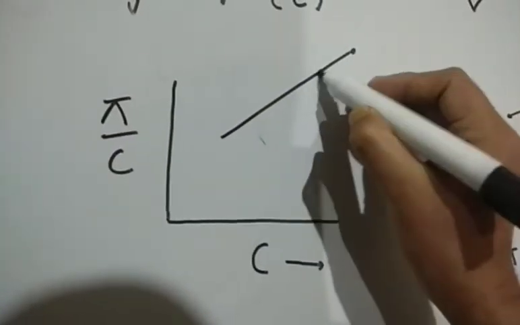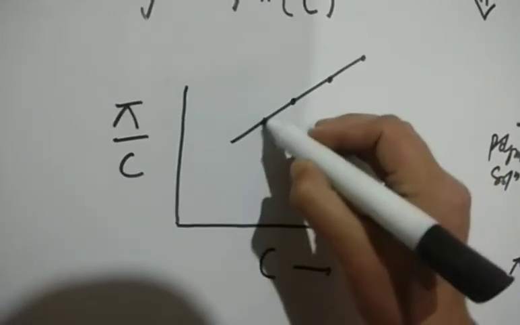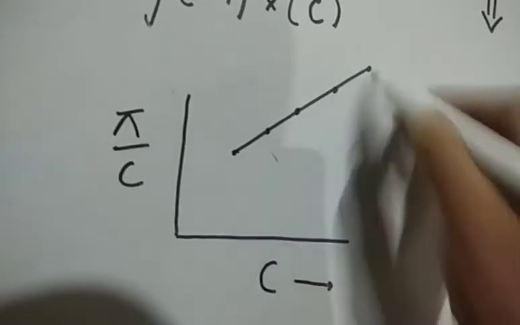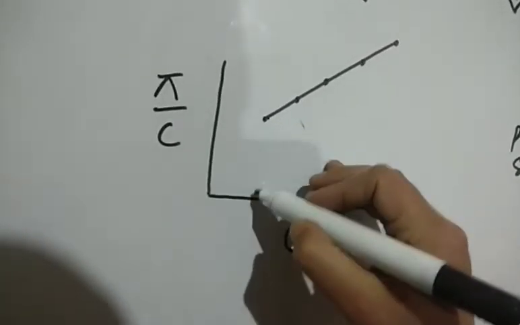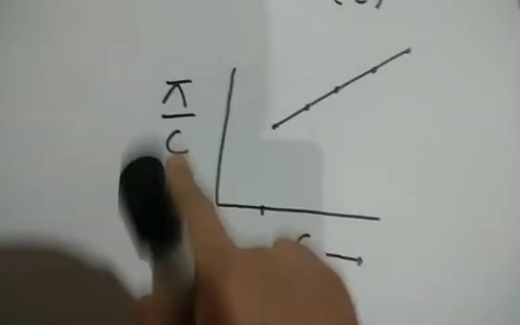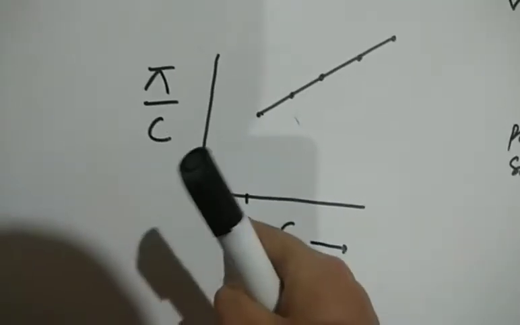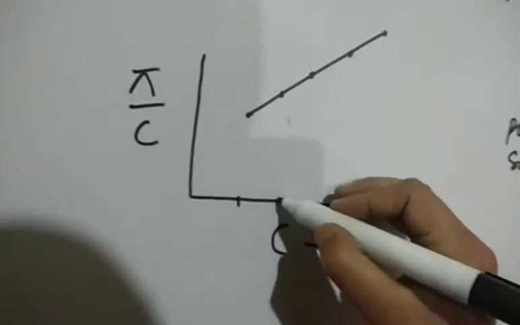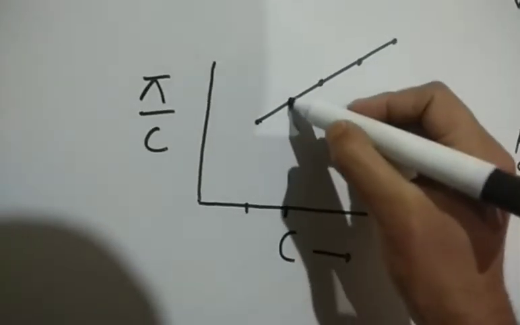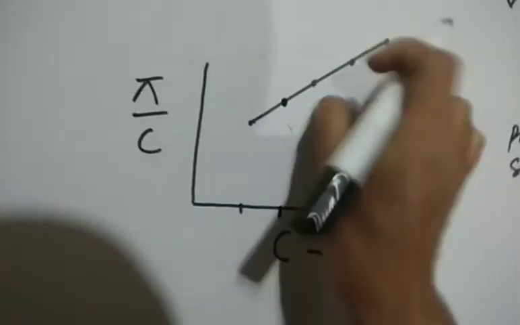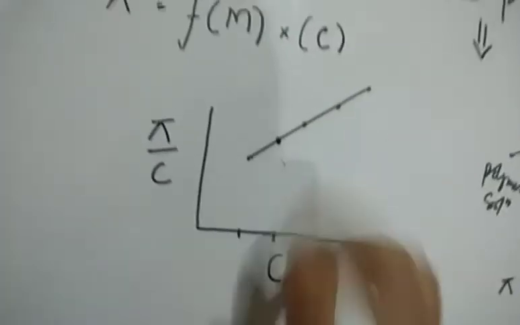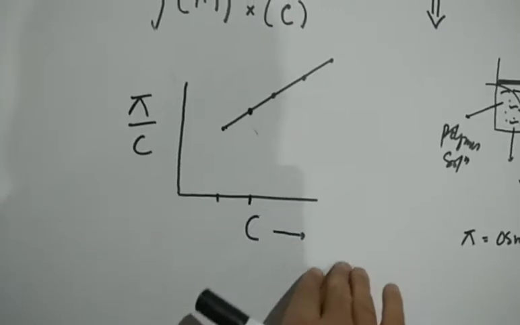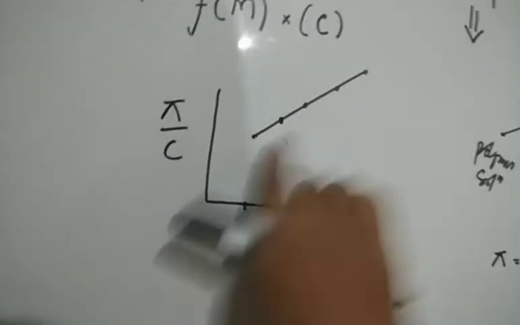Let us say we have taken 3-4 solutions, or 5. So these dots mean I am taking one reading, second, third, fourth. That is, one reading at a given concentration, where I am checking the pi/c value at this concentration. So I am getting this one. I am taking the second one at this much concentration, so I am getting osmotic pressure by concentration, and that value is increasing. So likely, if you plot pi/c versus concentration of the polymer solution, you will get a straight line.